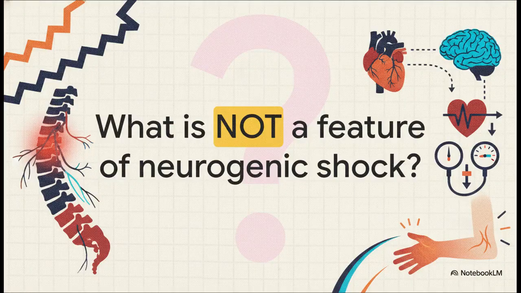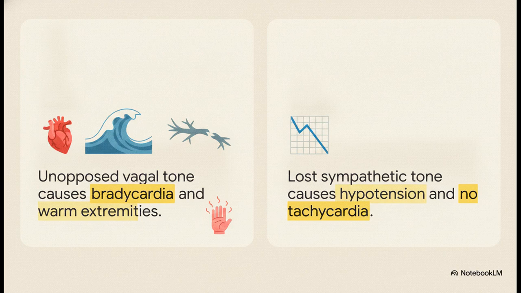Now, all of the following are classic physiological features of neurogenic shock, except A, bradycardia, B, hypotension, C, reflex tachycardia, or D, warm, well-perfused extremities. Keep in mind, an injury at or above the T6 level fundamentally disrupts those descending sympathetic pathways. And the answer is C.